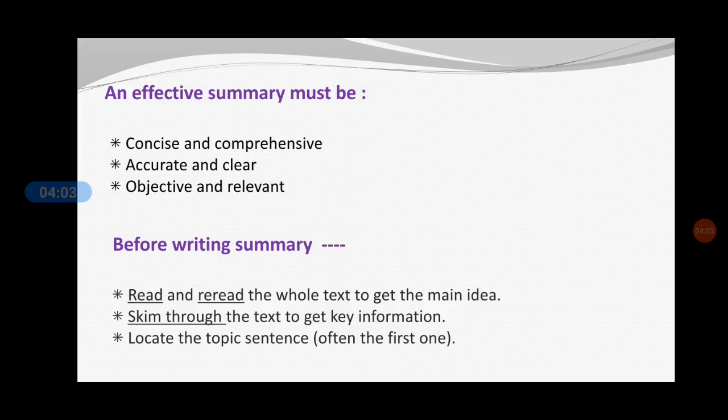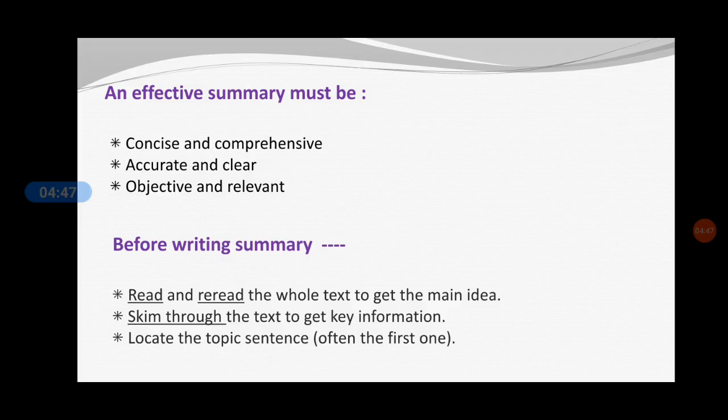Before writing a summary, these are the things mentioned here that you should do: read and reread the whole text to get the main idea. To write a perfect summary, you have to find out the main idea or main point. To get the main point, you have to read it, and it is better to read it thrice, as in the exam your time is limited. So try to read the whole text at least 3 times.